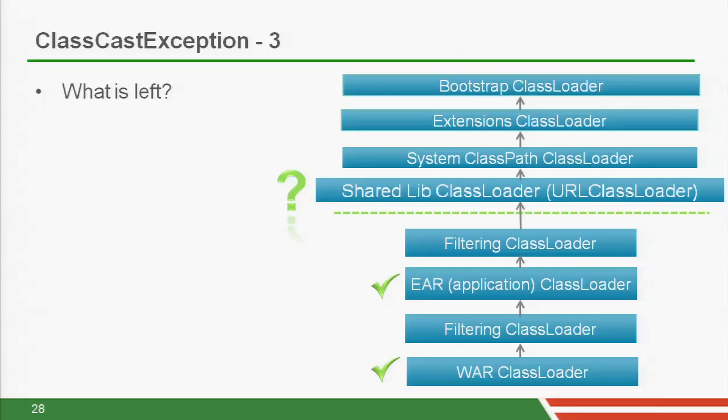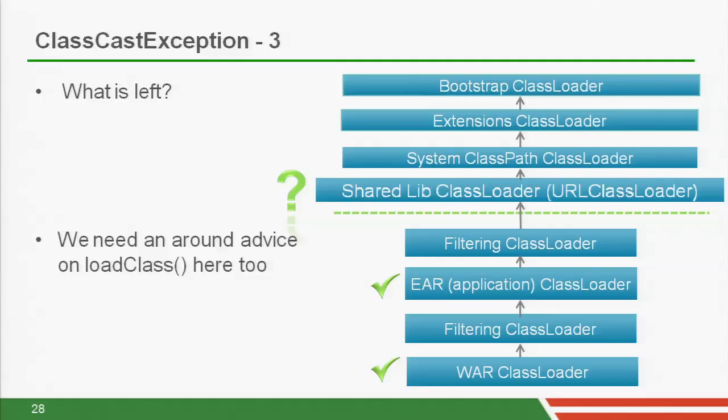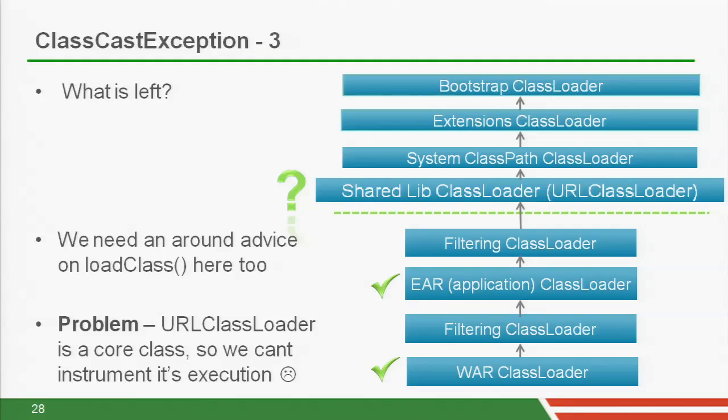Now, the obvious solution for this is doing something very similar to what we did before. We want to modify its behavior and make it behave as if it has a filter. It's the same solution. But there is one small issue with this. And this is something I think that Lyor referred to before as well. The URL class loader that sits on this level is a core Java class. It means that we cannot instrument it the way we instrument the other WebLogic classes, because it is loaded from here, and AspectJ does not have visibility into this.